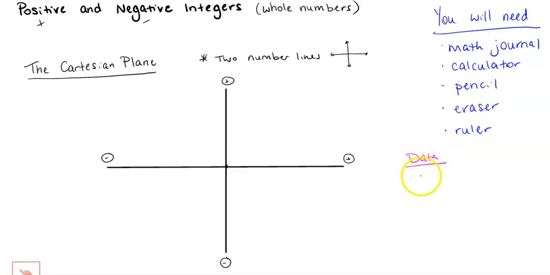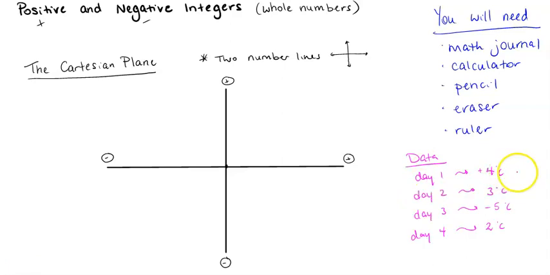Let's use temperature. Let's say on day 1, the temperature was positive 4 degrees Celsius. And then, let's say it dropped to 3 degrees and then negative 5 degrees and went right back up to 2 degrees Celsius. If that was our temperature data, we can put this on this Cartesian plane so we can see it.